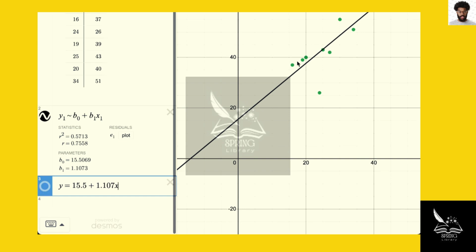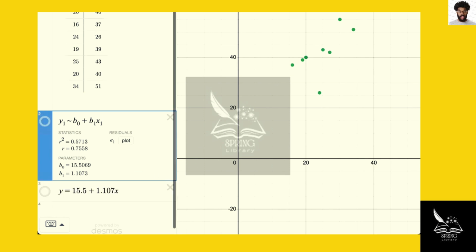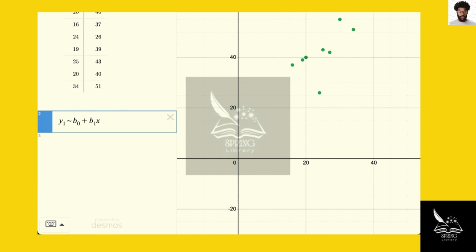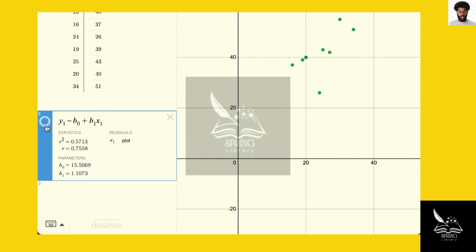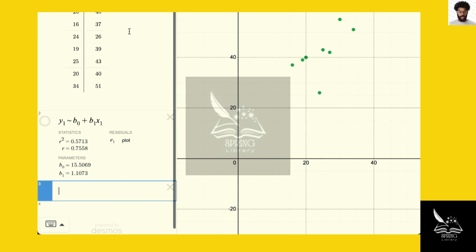For part D, describe the apparent relationship between disposable income and food expenditure. The apparent relationship, again, is, as mentioned, as the disposable income increases, so does the food expenditure.